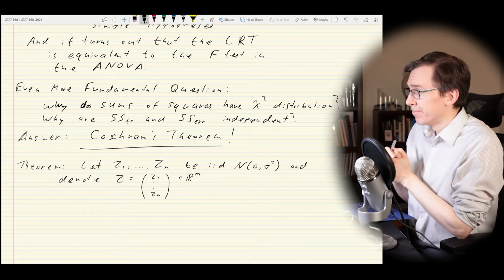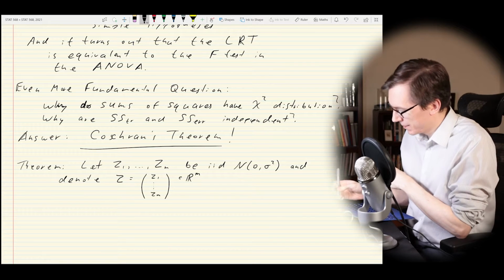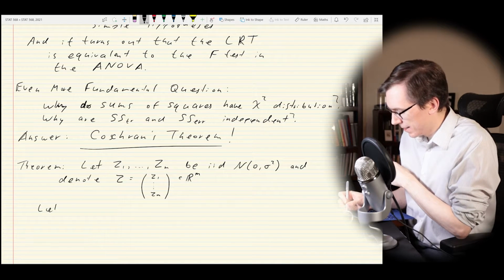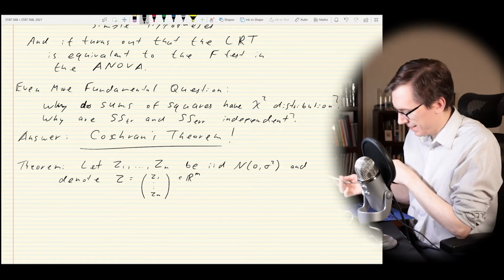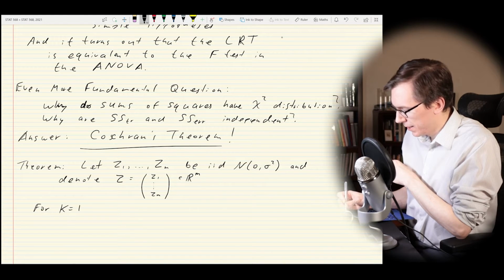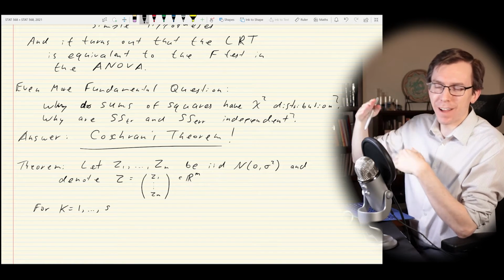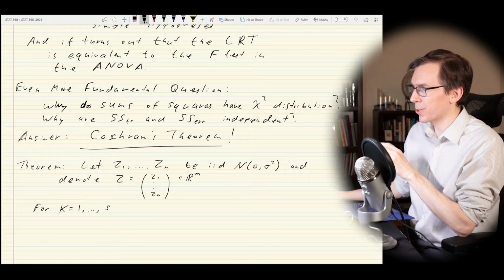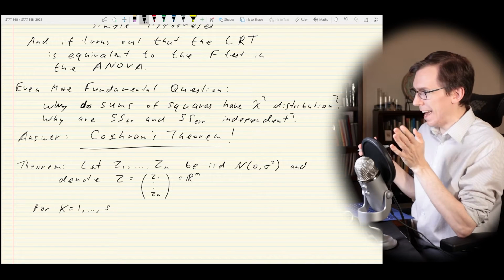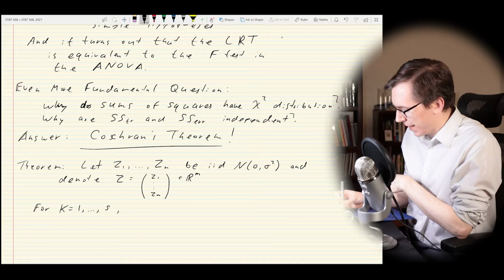What else do we need? We need K. Okay, so furthermore, for K in 1 through S. Now K is no longer going to be the number of factor levels. For this one lecture, in this section on Cochran's theorem, K is just going to be an index ranging from 1 to S.